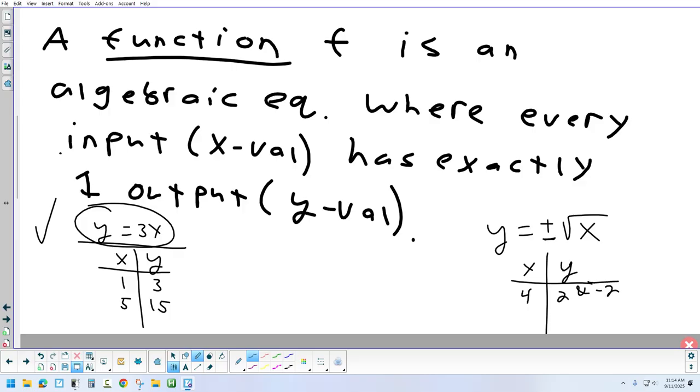So the problem here is you plugged in one number for x, and you got 2 different outputs. You didn't get one output. That would fail the vertical line test, which means it's not a function. So that's not a function. Okay, not a function. And this one was a function.